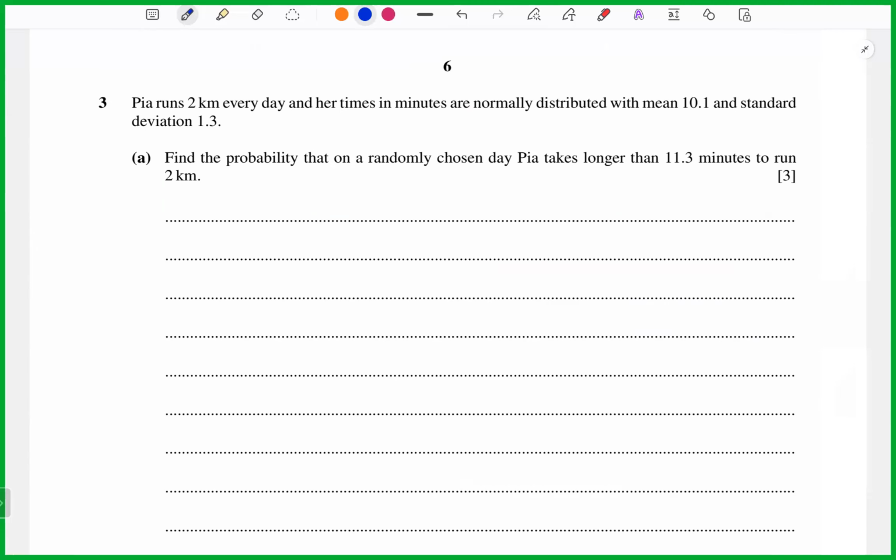The question asked is a normal distribution, so you need to change. The question now gives you a normal variable, so now you need to change to a standard normal variable. So you can write P(Z more than (11.3 minus 10.1) over 1.3), which equals, you can write, 0.923.